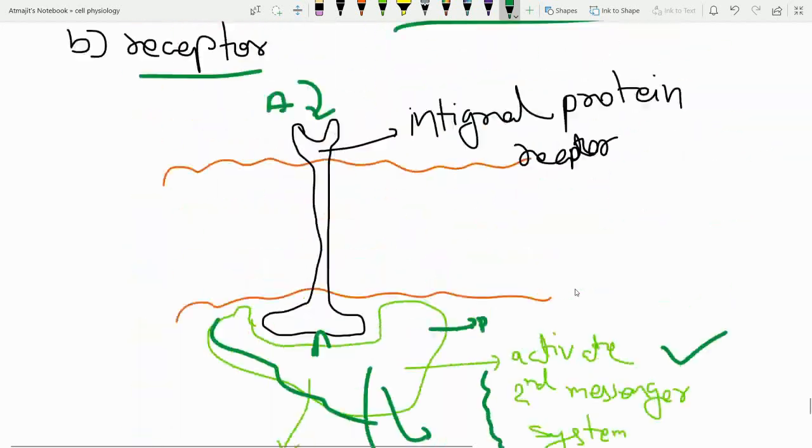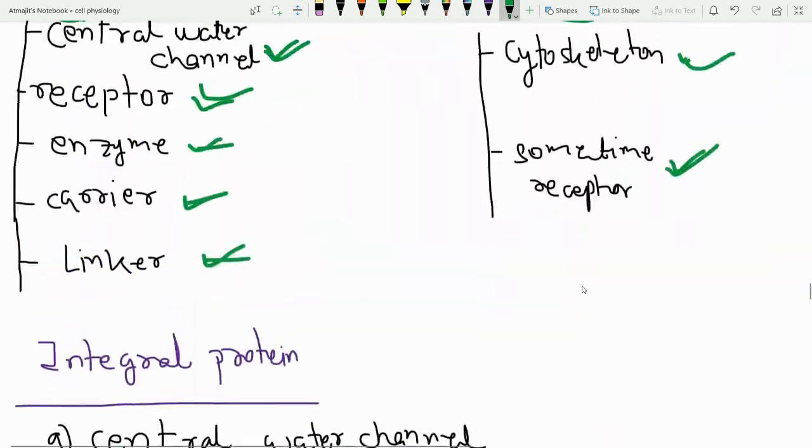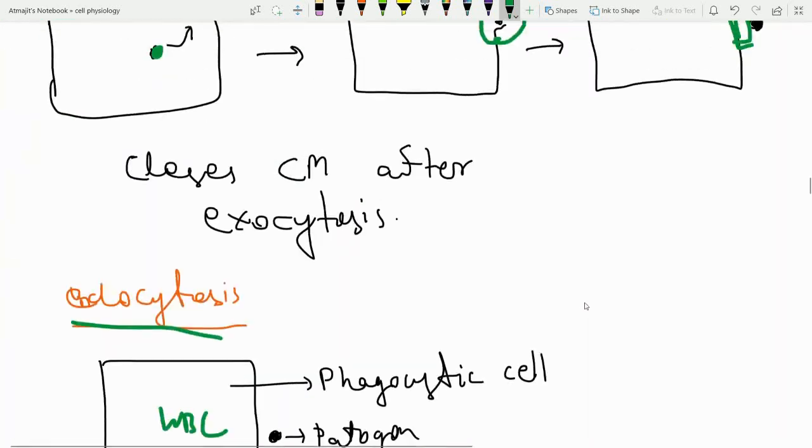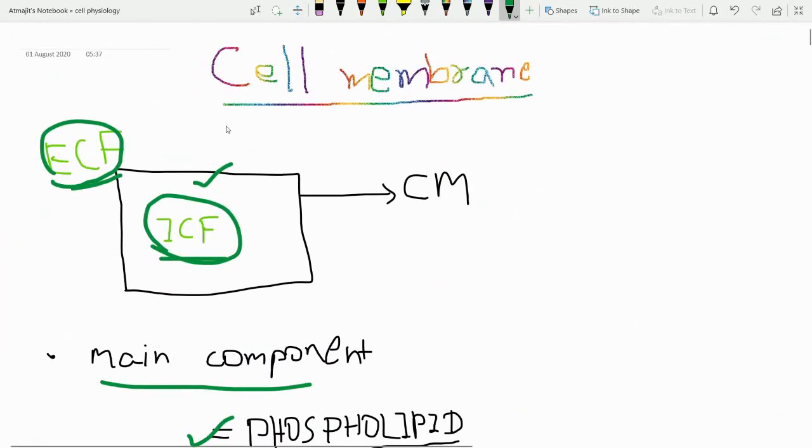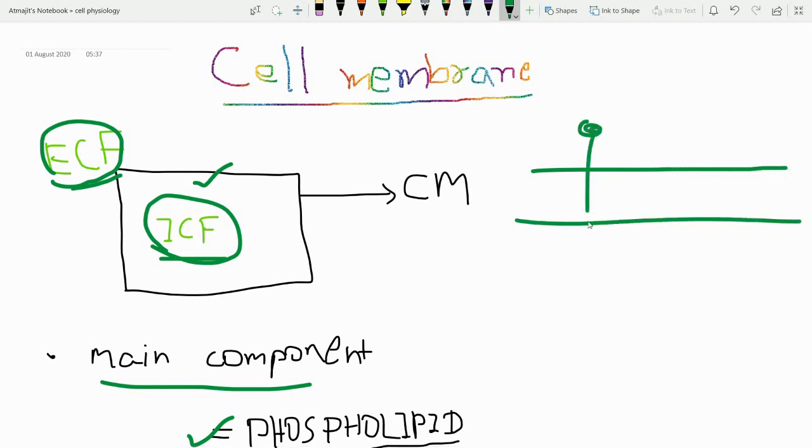So here ends the structure of the cell membrane, and in the next part we will discuss the transport mechanisms in the cell membrane. In the next part we will discuss how one component is transferred from one side of the cell membrane to the other side.